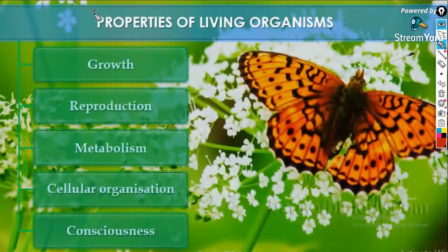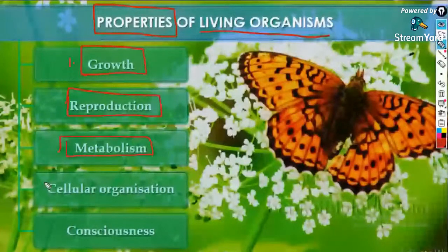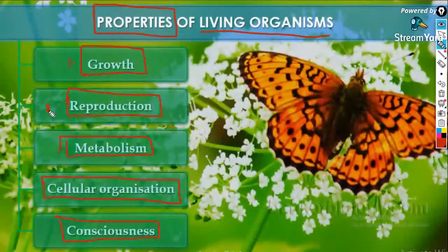Next, we are going to discuss the major properties of being a living organism. There are different properties that we consider in order to decide whether a particular organism is living or not. For example, growth, reproduction, metabolism, cellular organization, consciousness. There are 14 or 15 properties of living organisms, but according to our NCERT we have only these 5 different properties.